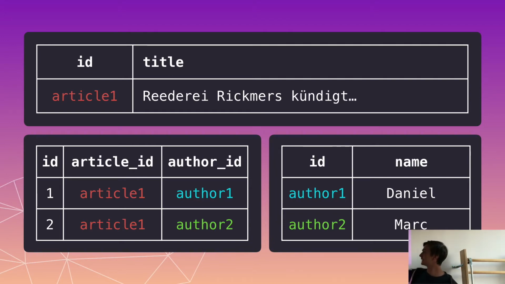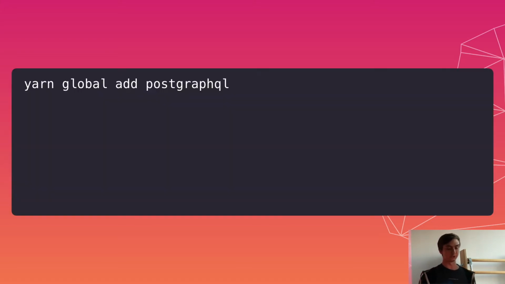So that's the article, right? And there's this table that makes the connections to the authors, and then we can link the two authors, Mark and me, as author of this article. And basically, then we're done, and we can just fire up PostGraphQL, which serves our backend.